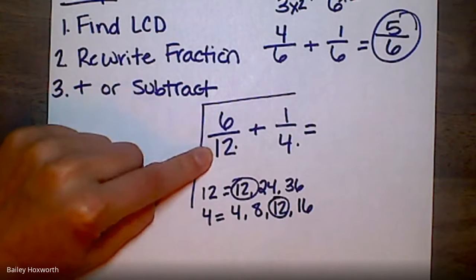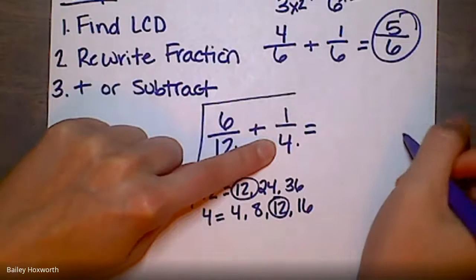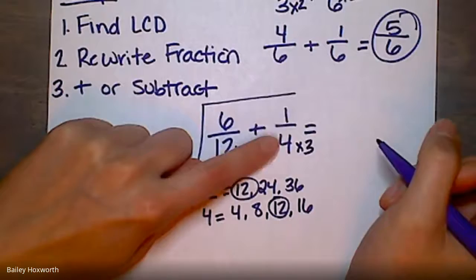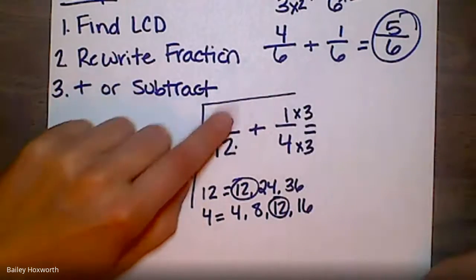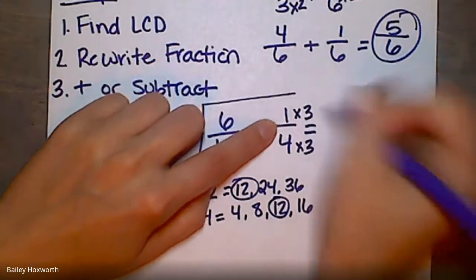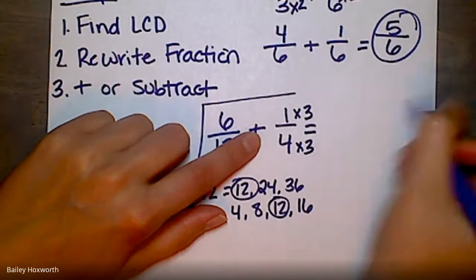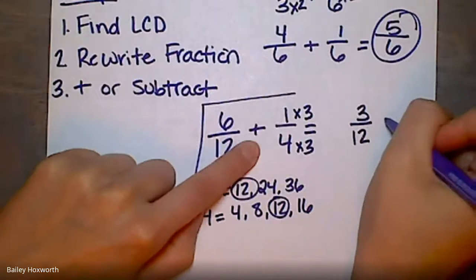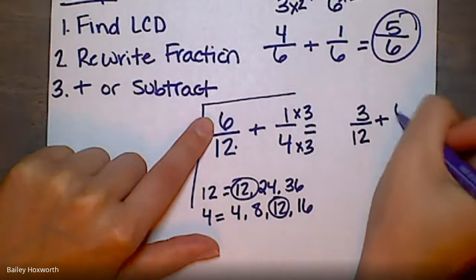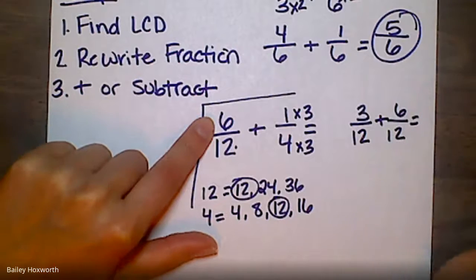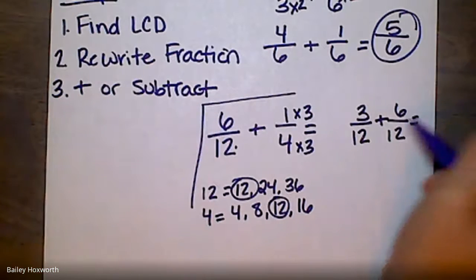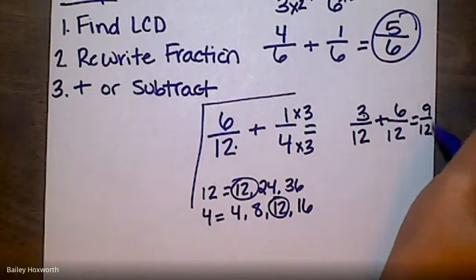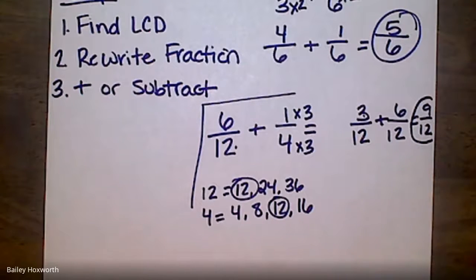How many times did I multiply 4 to get to 12? 3 times. And if I multiply the bottom by 3, I have to multiply the top by 3. So let's rewrite our fraction. 1 times 3 is 3. 4 times 3 is 12. I need to add 6/12. I have common denominators. So now I just add straight across. 3 plus 6 is 9. Denominator stays the same. So 9/12 is my answer.